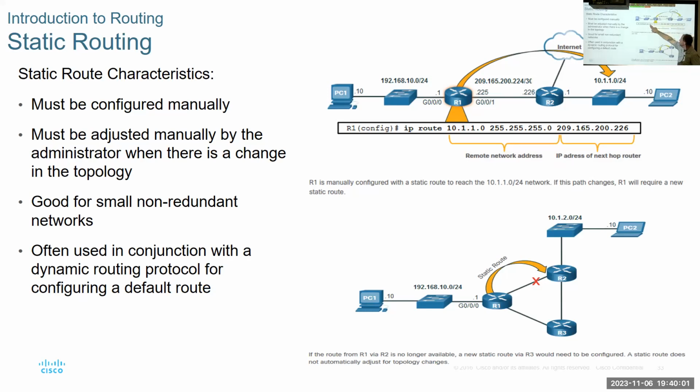If you just do this on router 1, the packet will get to router 2 and actually get to PC2. PC2 will send the reply, but router 2 won't know how to get to 192.168.10 unless you've got another static route configured on router 2 to say, go to 220.225 to get to that 10.0 network.